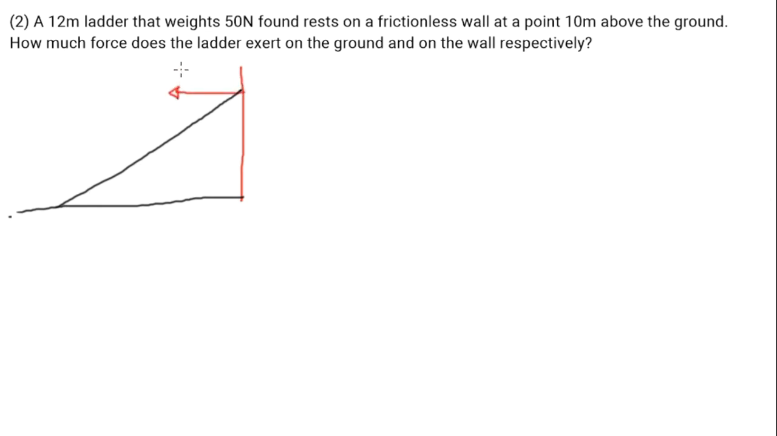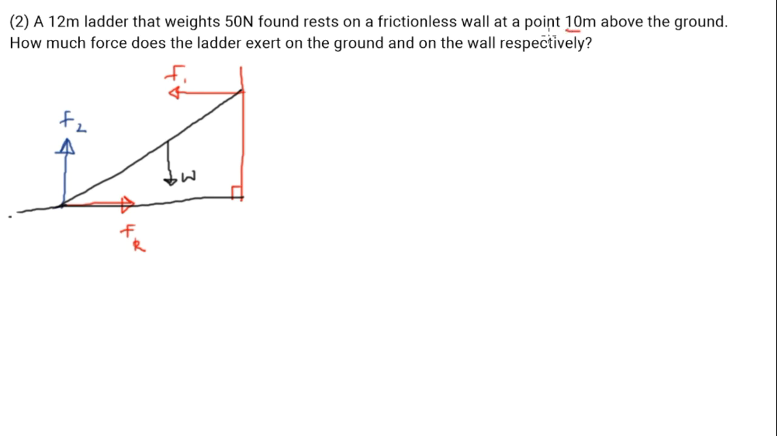So we have that as our F1. And then we exert the weight vertically downwards at the middle of the ladder. Weight acts at the center. So we have the weight. And there must be an equal but opposite force to the weight, which is on the ground, from the ground towards the ladder. Let's call that F2. And since the ladder has friction, the friction will act backwards against the forward movement of the ladder, so we have it as FR. Notice that this is a right angle triangle.